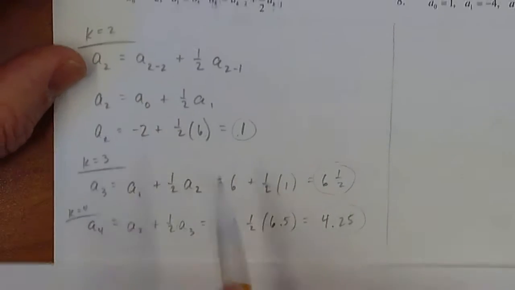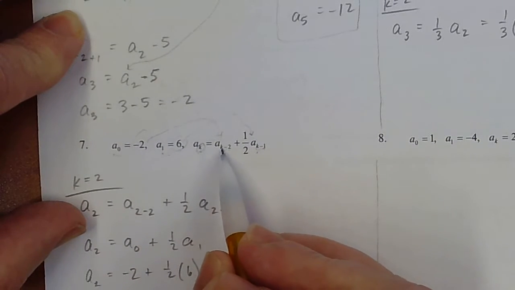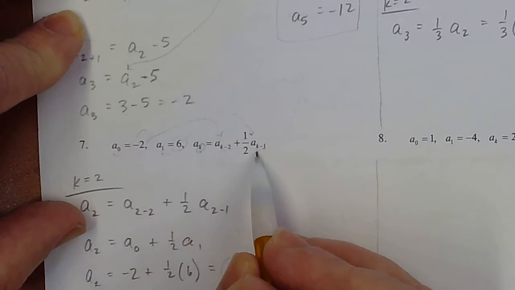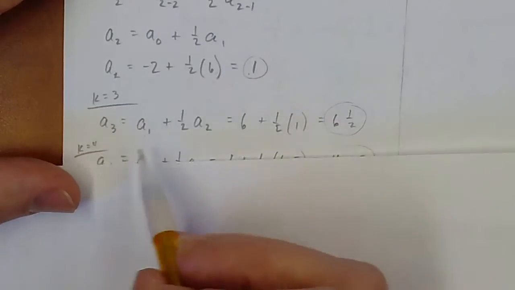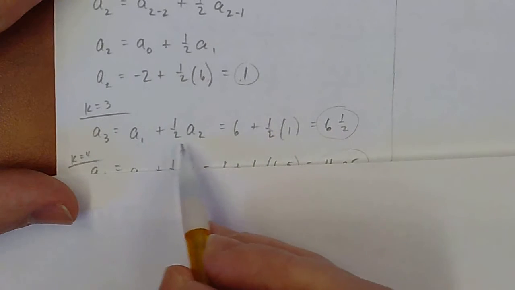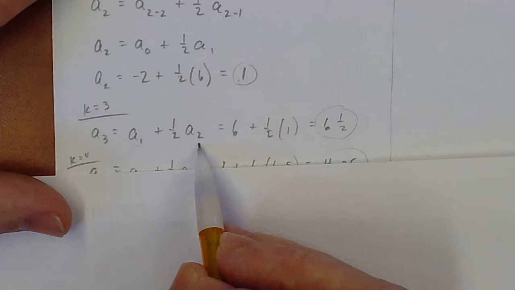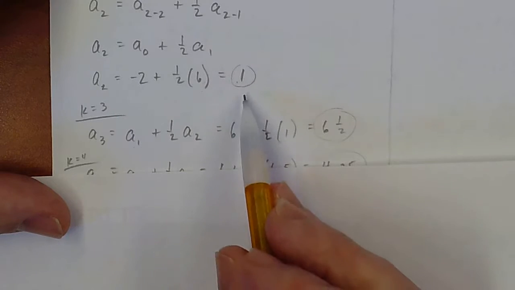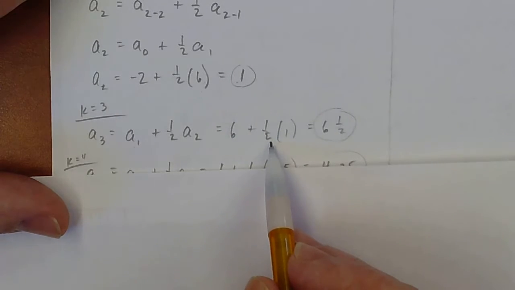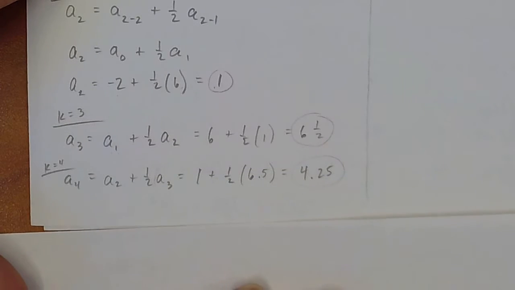Okay, so now to find the third term, I plug in 3 right here, and then just follow the pattern. If you need to, just do the 3 minus 2, which is 1, 3 minus 1, which is 2. So that means this. To get A3, I need A1 and A2, which I can find on the previous problems. All right, A1, 6, and then A2 we just found is 1. So substitute those in. So 6 plus a half is 6.5.